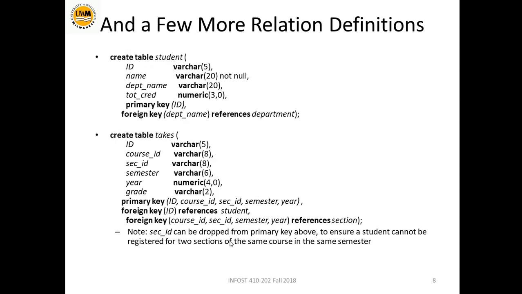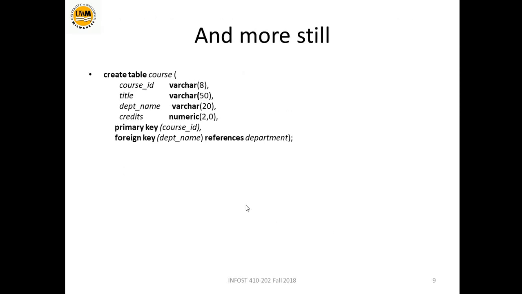Another example, here we have the table students. We create it the same way. In the table takes, you can see that we have two foreign keys. One is the ID that references the student, and then a compound or composite foreign key that contains the course ID, section ID, semester, and year, which references the section table. Another example is the course, create table course. We have the parameters and the primary and foreign keys.